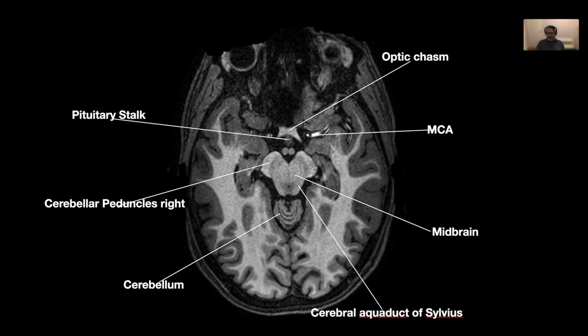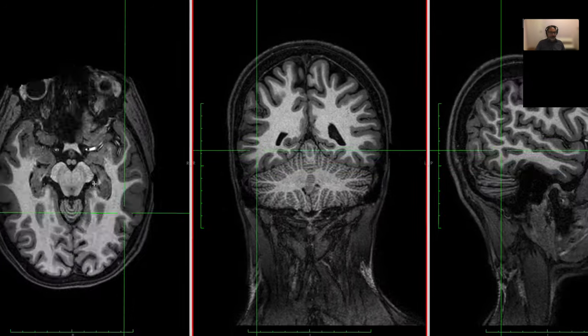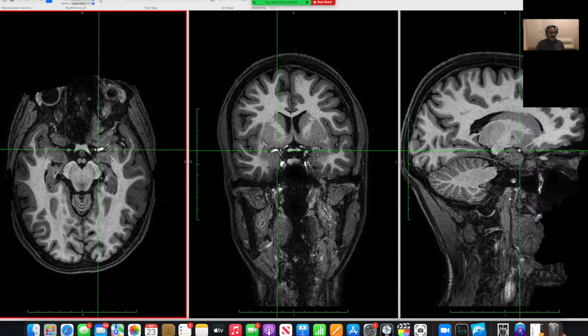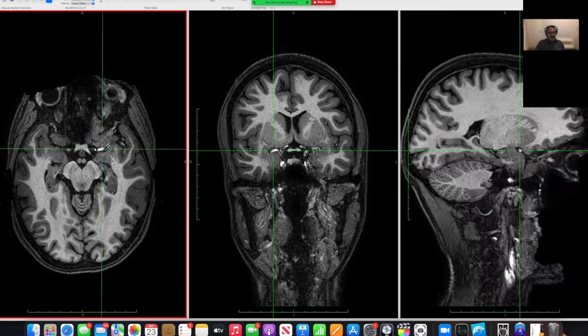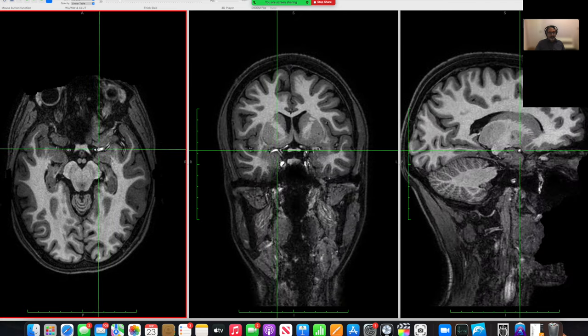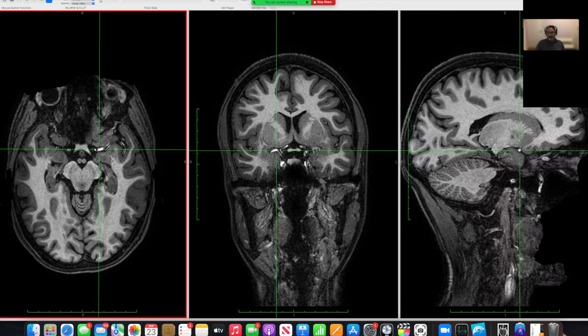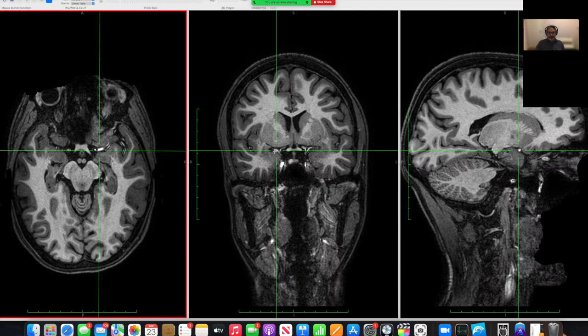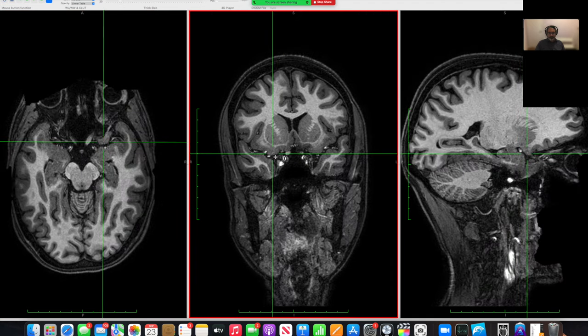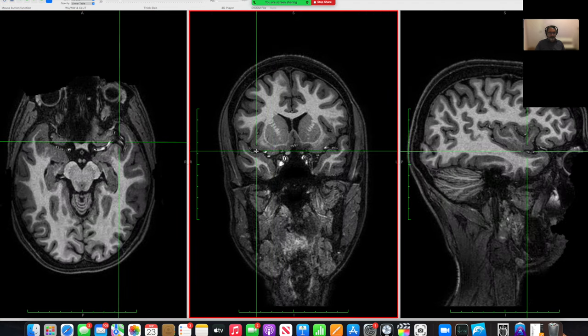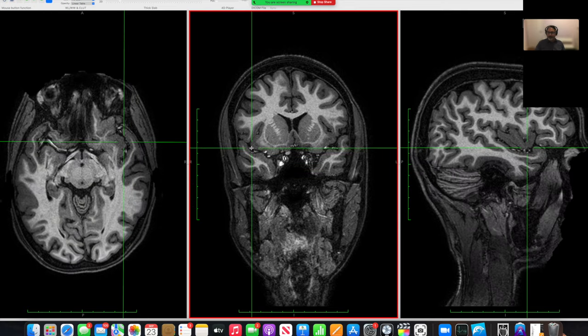So now that you were there, let's have a look at it again. So where did it go? It was right, you see? There it is. That's your middle cerebral artery. And as I scroll through it here, you will see it going through the Sylvian fissure. It's not too useful in the sagittal, but it's good to see it here, because these are all branches of the middle cerebral artery. And there it is in the Sylvian fissure. Important artery.